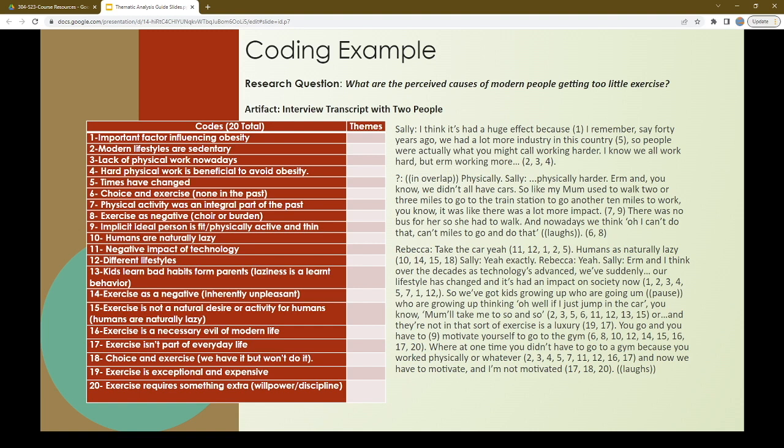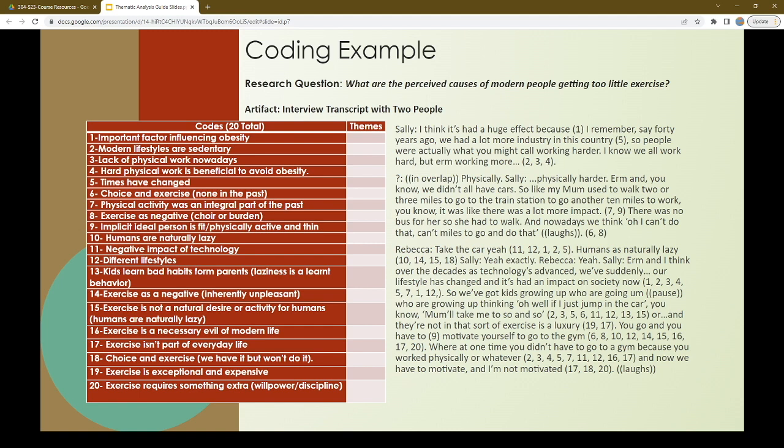Between these three small paragraphs, I noted a code for modernity being an important factor influencing obesity, modern lifestyles being sedentary, a lack of physical work nowadays, hard physical work being beneficial to avoid obesity, times having changed, people having a choice in exercise today whereas they didn't in the past, physical activity being integral to the past, exercise as negative or people viewing it as a chore, an implicit ideal that people should be fit or physically active and thin, humans being naturally lazy, a negative impact of technology on people wanting to exercise, people having different lifestyles than in the past, and kids learning bad behaviors from their parents.